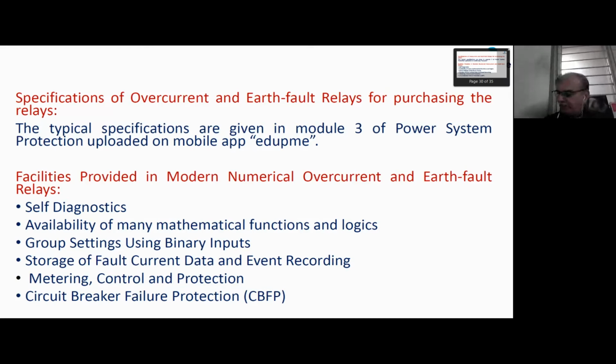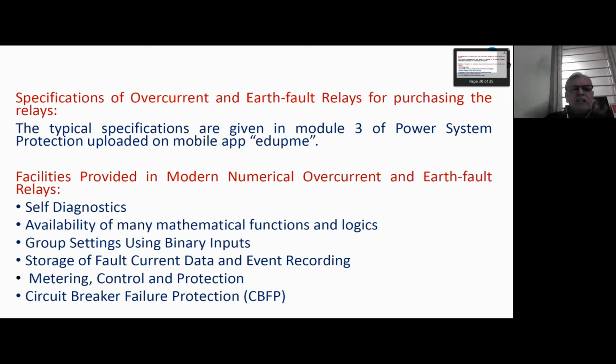Having talked so much, I would just give a cursory remark on the specifications of overcurrent and earth fault relays. If you want to procure the relays for your application, what are the specifications? How will you decide the specifications, and how will you calculate different specification items? My friend, these things are given in module 3 of the power system protection course, which is already uploaded on IDMT. I do not have time to cover this.